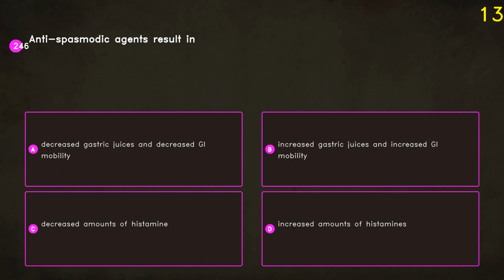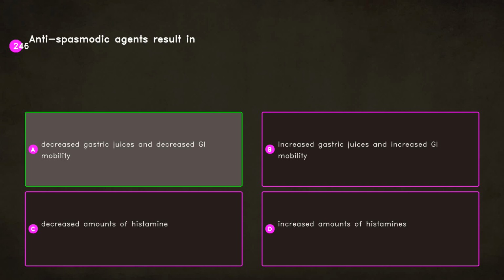Question 246. Antispasmodic agents result in A. decreased gastric juices and decreased GI motility. B. increased gastric juices and increased GI motility. C. decreased amounts of histamine. D. increased amounts of histamine. The correct answer is decreased gastric juices and decreased GI motility.